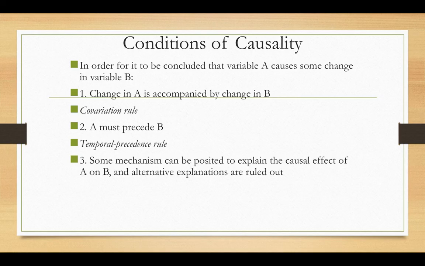Perfect. Number 3, some mechanism can be posited to explain the causal effect of A on B, and alternative explanations are ruled out. In other words, what David Hume was saying was, make sure that the only thing affecting B is A, and no other possible factors might contribute to the effect on B except for A. What did he call this? He called this the internal validity rule.